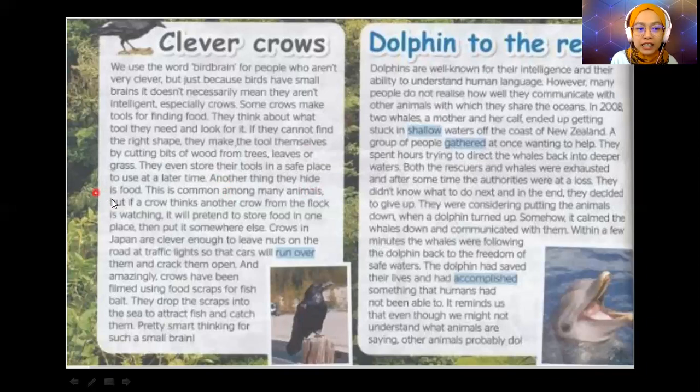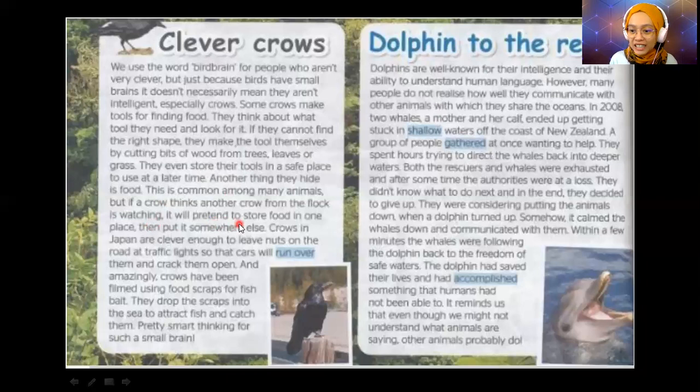Another thing they hide is food. Dia orang sorok makanan kan. This is common. Common maksudnya biasa among many animals. Yes, true. Banyak animals dia akan sorokkan makanan dia. But if a crow thinks another crow from the flock is watching, maksud dia macam ni. Flock tu maksudnya sekawan gagak ni nampak dia tengah, maksudnya dia tengah tengok seekor gagak ni ada makanan kan.